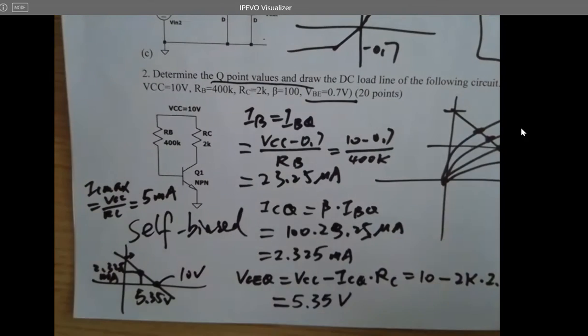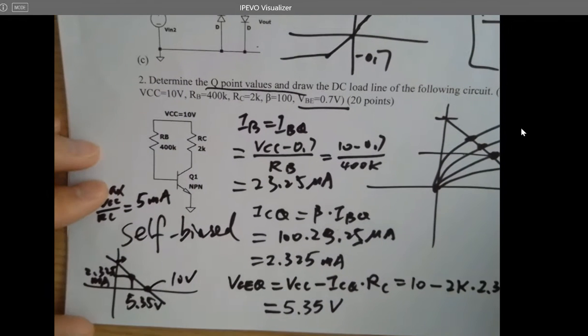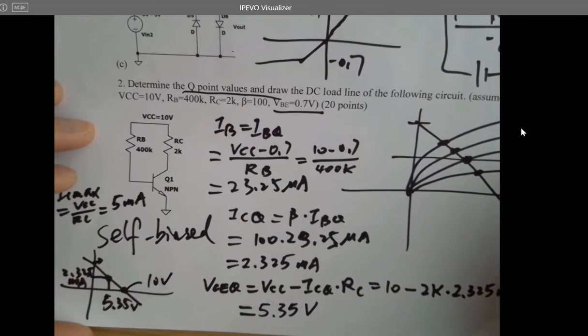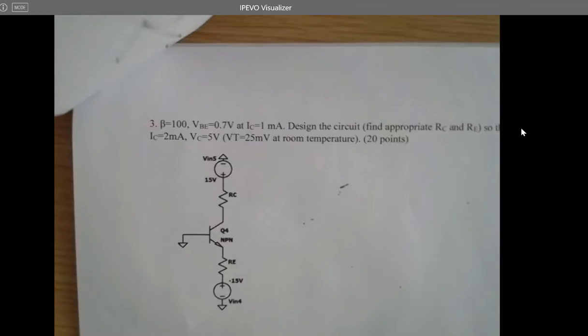Okay, if I have more space, we can draw this a little bit nicer. Is that clear for this one? Easy, right? Now this one.